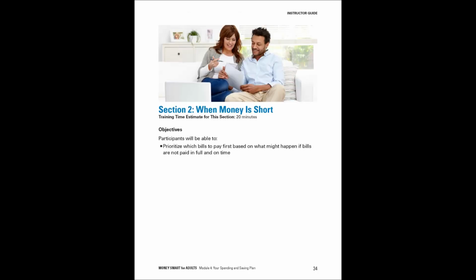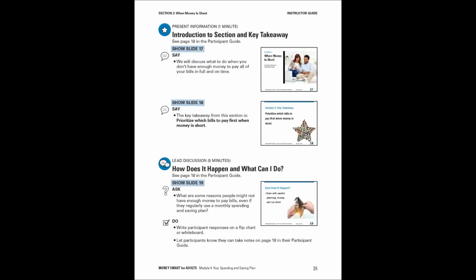Section 2, when money is short. The objective here is that participants will be able to prioritize which bills to pay first based on what might happen if bills are not paid in full and on time. Slide 17, you're introducing the section. Slide 18, you are introducing the key takeaway for this section, which is to prioritize which bills to pay first when money is short. Our first topic here is how does it happen and what can I do?